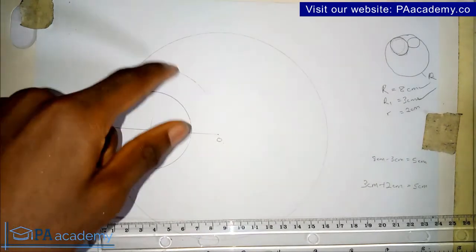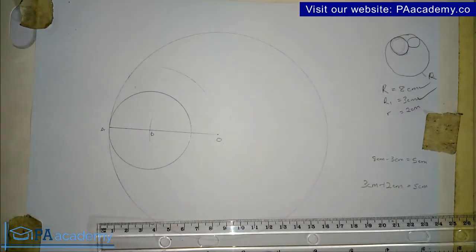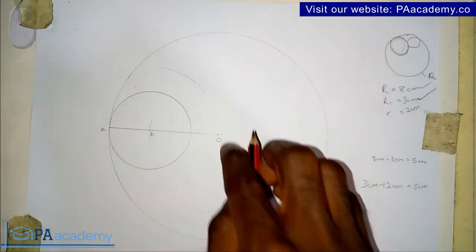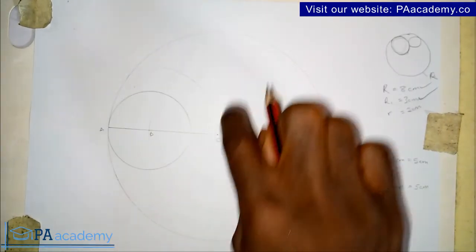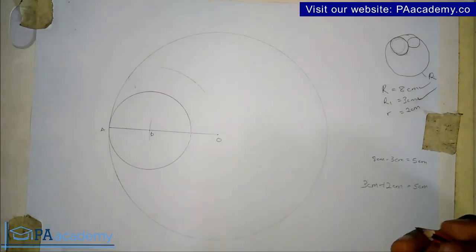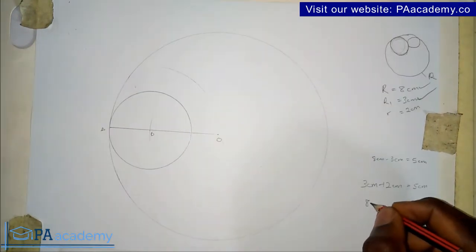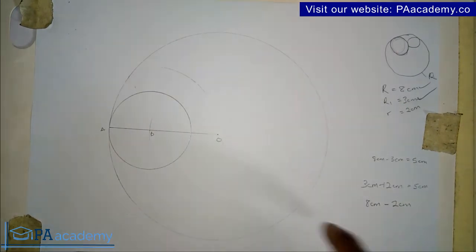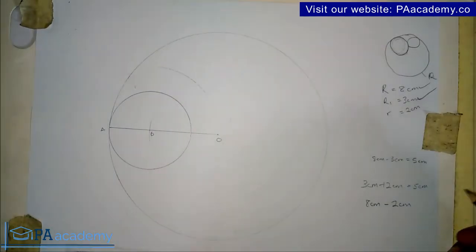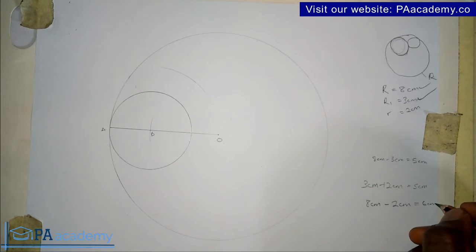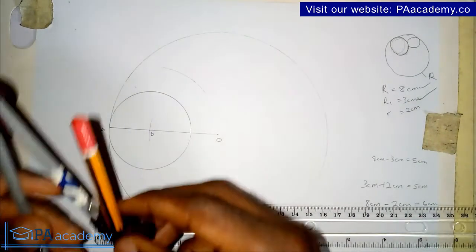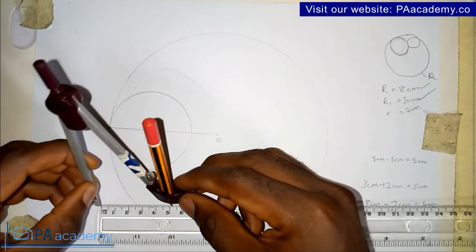Now the next thing is, from point O, the radius from point O to the main circle is 8 centimeters. So we are going to have 8 centimeters minus 2 centimeters, the radius of the third circle that we want to draw, and that will give us 6 centimeters. So I'll measure 6 centimeters on my compass.